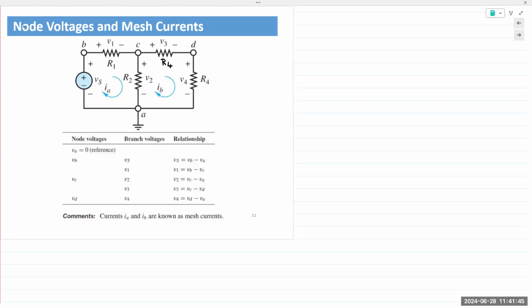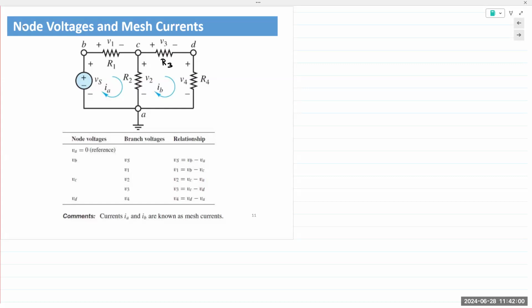And this should be R3, not R4. The resistor up top between C and D is R3.